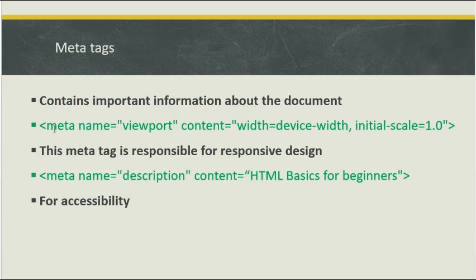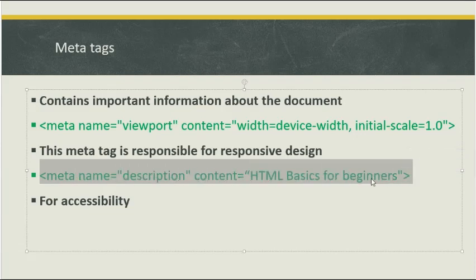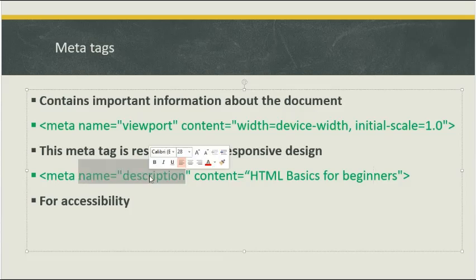For example, this is the meta tag that tells the browser about the responsiveness of the web page, the viewport, content width. So this meta tag has to do with the responsiveness of the page. It is useful when it comes to responsive web design. Then also with this particular meta tag that describes the document itself, we see this attribute that says it's a description, then content of description, HTML basics. So this information is trying to describe the content of the document.